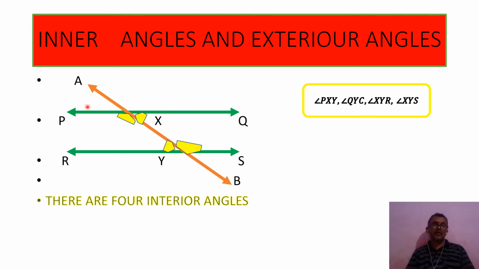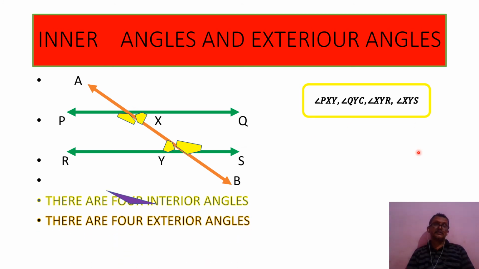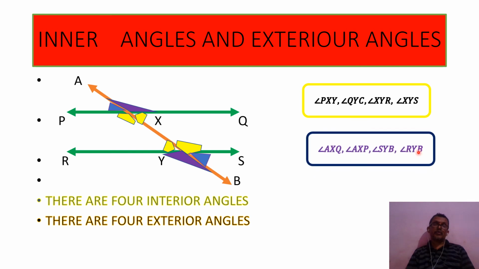Similarly, exterior angles, outside angles. Here, four outside angles. See here, this is one, another, another, another. So four. AXQ, AXP, SYB, RYB. These are the four exterior angles that are formed. So these are all the angles.